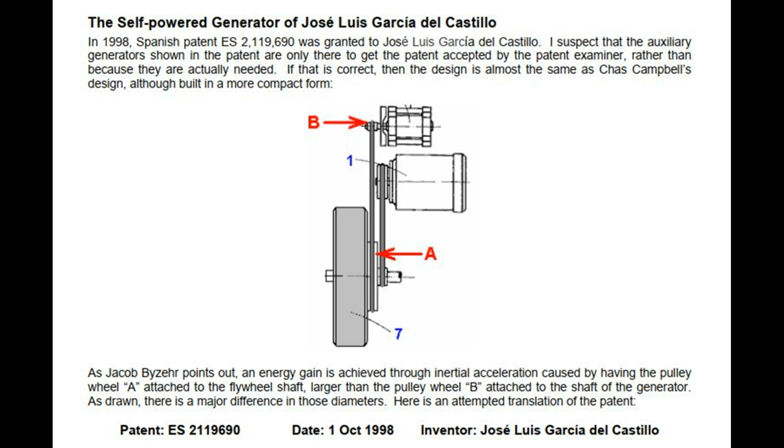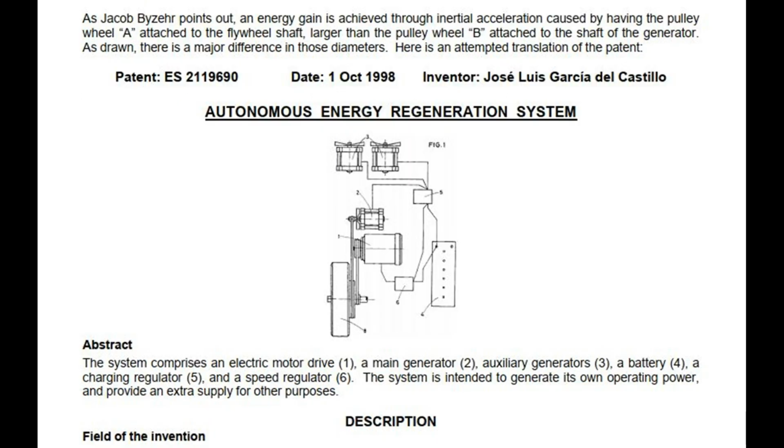If that is correct, then the design is almost the same as Ches Campbell's design, although built in a more compact form. As Jacob Bezier points out, an energy gain is achieved through inertial acceleration caused by having the pulley wheel A attached to the flywheel shaft larger than the pulley wheel B attached to the shaft of the generator. As drawn, there is a major difference in those diameters. Here is an attempted translation of the patent.